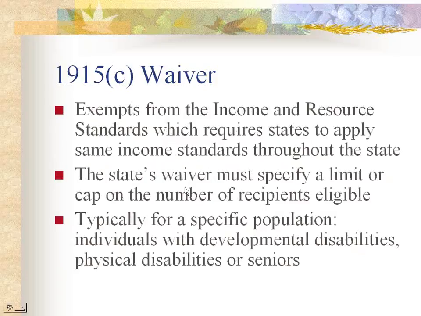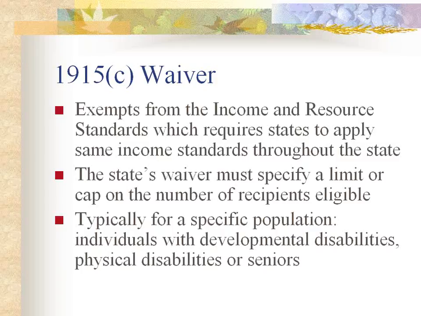So the rule that you're asking to be waived in this case is the rule about income and resource standards, which requires states to apply the same income standards throughout the state. So throughout the state, if a family makes over a certain amount of money, their child is not eligible for Medi-Cal. But if the alternative was to put that child in a skilled nursing facility, the state has asked permission to waive the income and resource standard rule for that child in order to allow the child to remain at home.